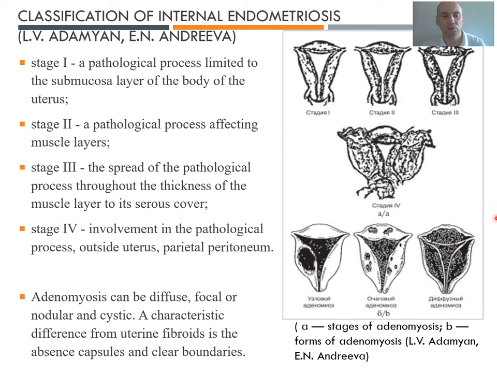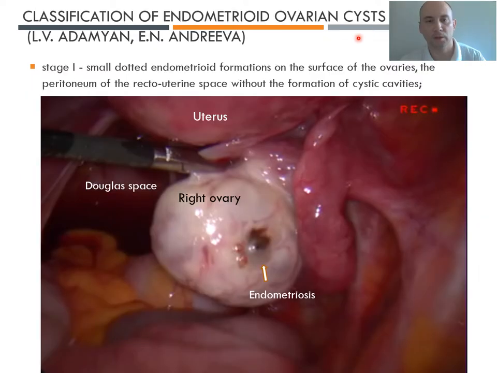Adenomyosis can be nodular and cystic. A characteristic difference from the uterine fibroid is the absence of a capsule and clear boundaries. Classification of ovarian endometriotic cysts.